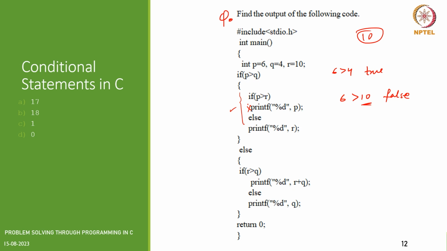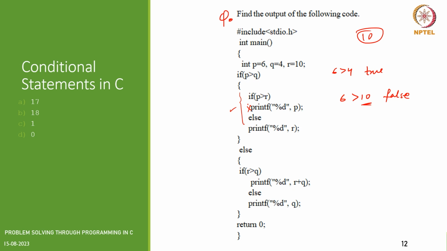So 6 greater than 4, true. So the true part will be executed. P greater than r, so 6 greater than 10, it's false. The else part will be executed, so percentage r. So r is going to be printed. Okay, so this is what the output will be, 10.